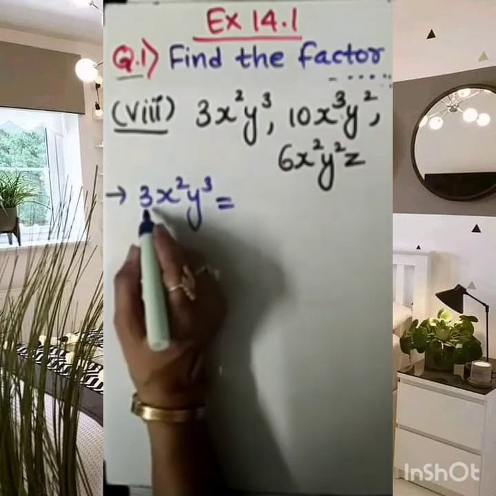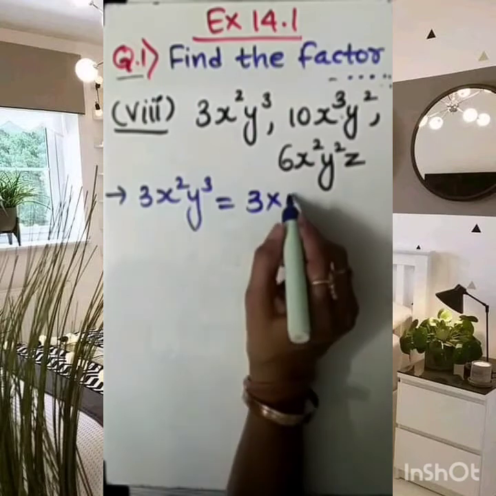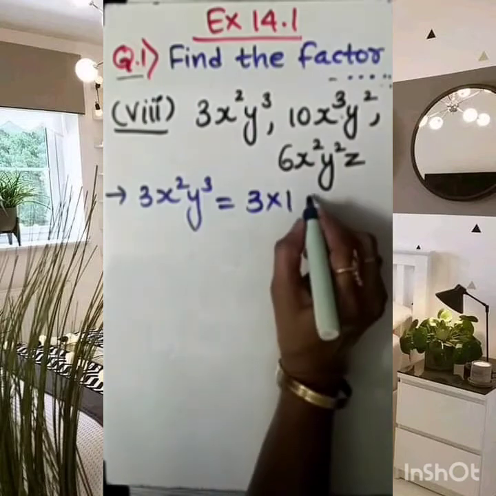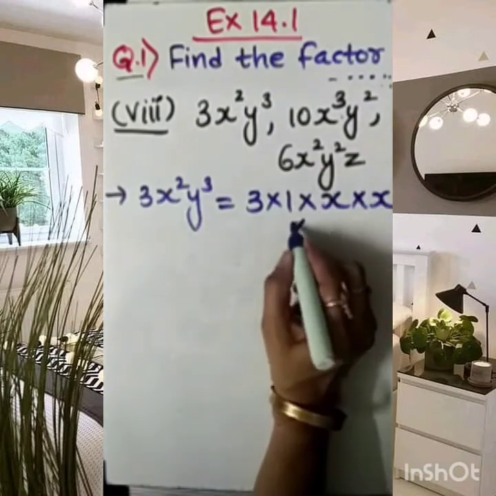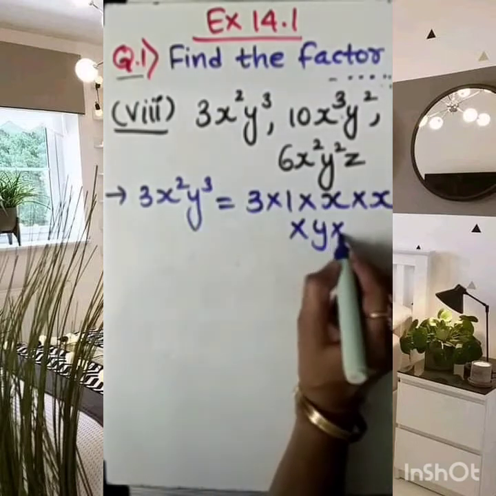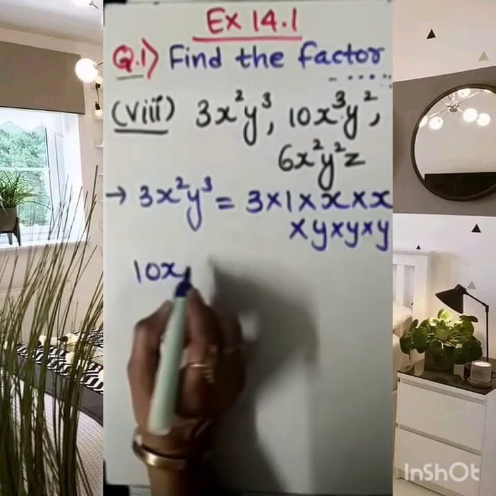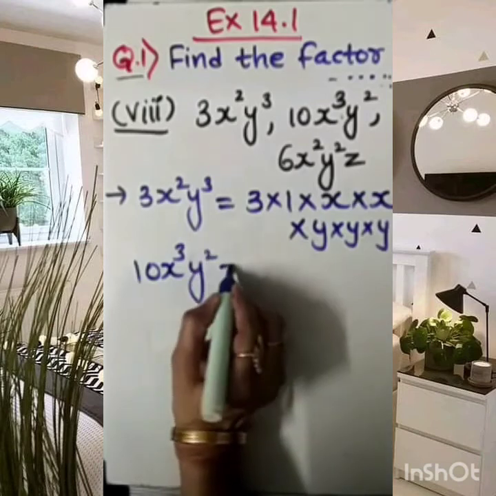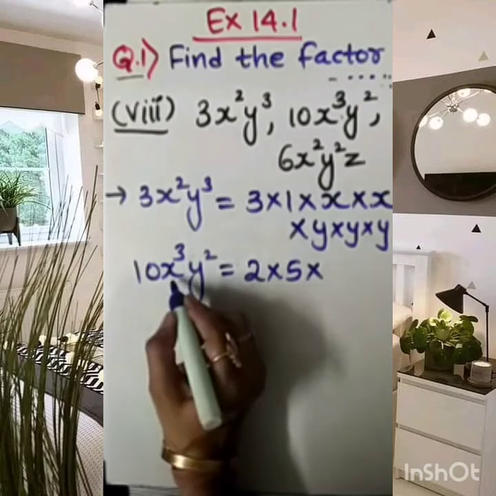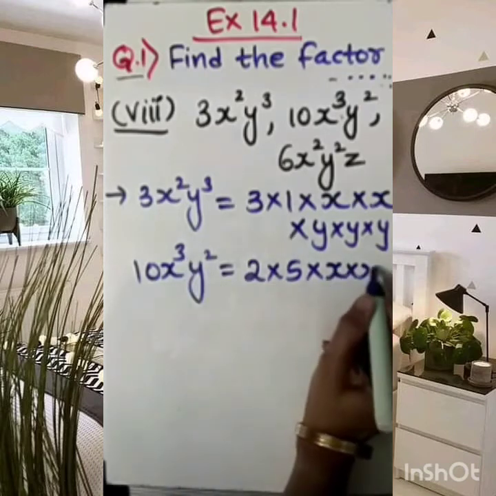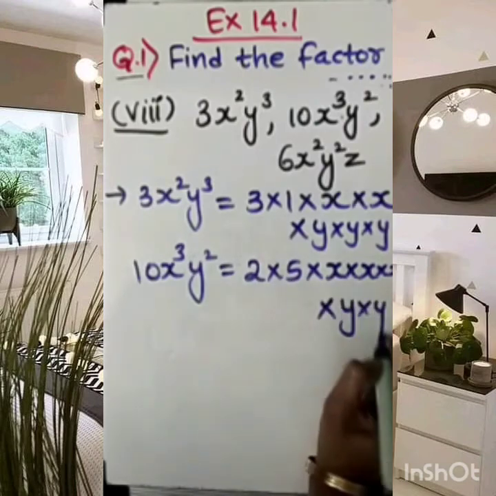So my dear students, the factors of 3 are 3 into 1. You can write only 3, that is enough. And x square means x two times, x into x. Y cube indicates y three times, y into y into y. Let's move with 10x cube y square. What about 10? 2 into 5 is 10. X cube means x into x three times. Y square means y into y two times.